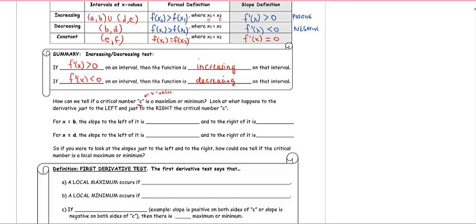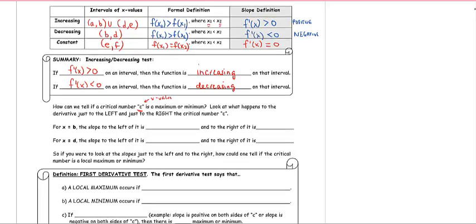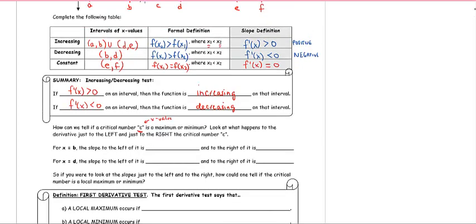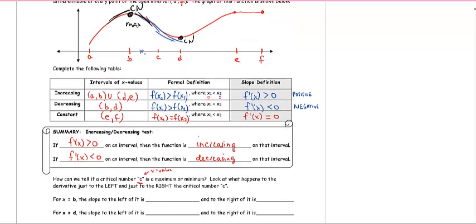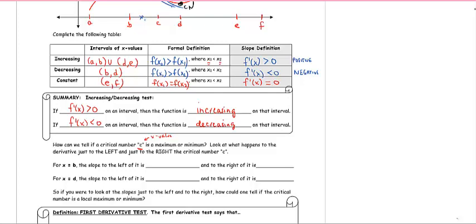Well, all we need to do is just look at what happens to the derivative just to the left and just to the right of that critical number. Look up here again. Where are our critical numbers? Right there. Right there. So if you think about it, what happens to the left of this maximum? Notice that the slope is positive, and what happens to the right? It is negative. So for the point x equal to b, the slope to the left of it is positive, and to the right of it is negative.